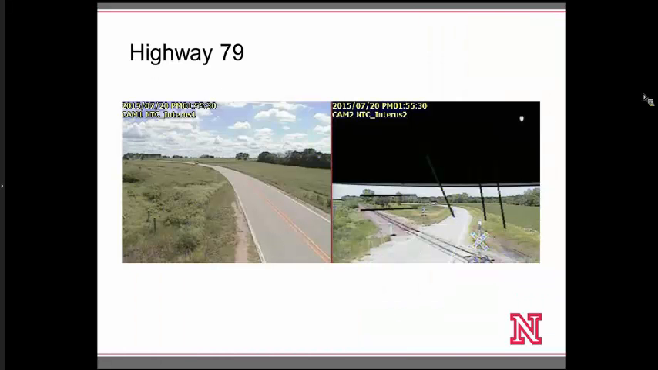This is a video of how the vehicles go around these curves. And these are at 60 miles per hour. They're pretty tight curves as well.